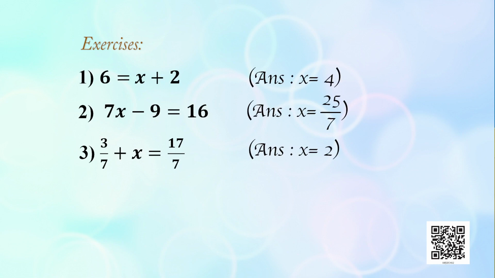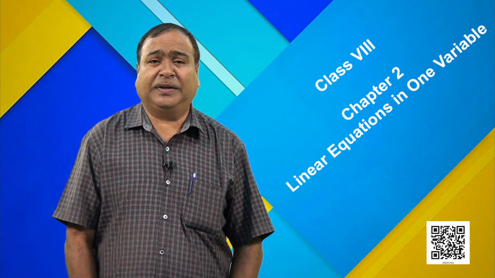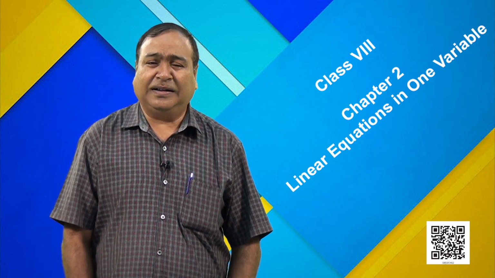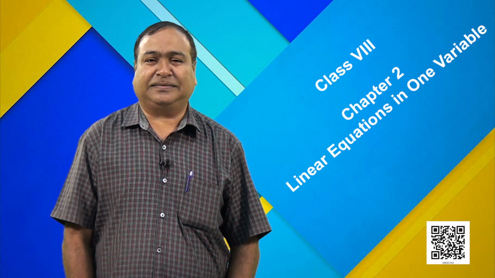Students, now let us try to solve the following problems and find the value of x in each case. It is an exercise for you people. First one, 6 is equal to x plus 2. Second one, 7x minus 9 is equal to 16. Third one, 3 by 7 plus x is equal to 17 by 7. I hope by observing the previous problems, you know how to find the solution for these problems. Let us try to solve it and find the answer.